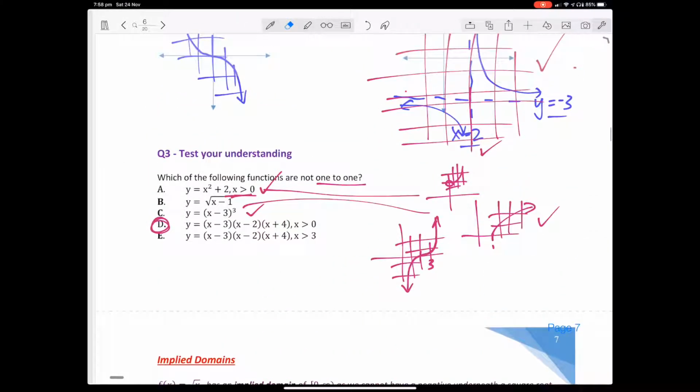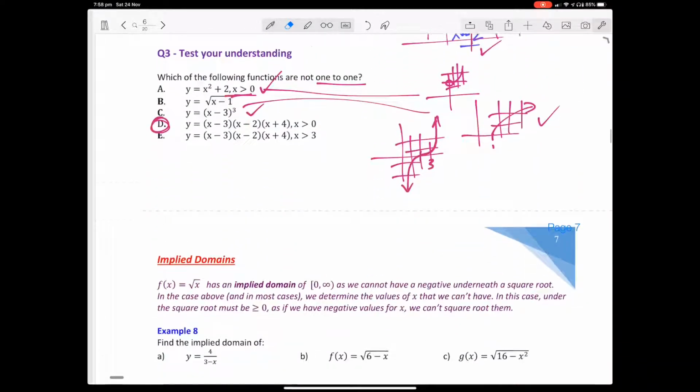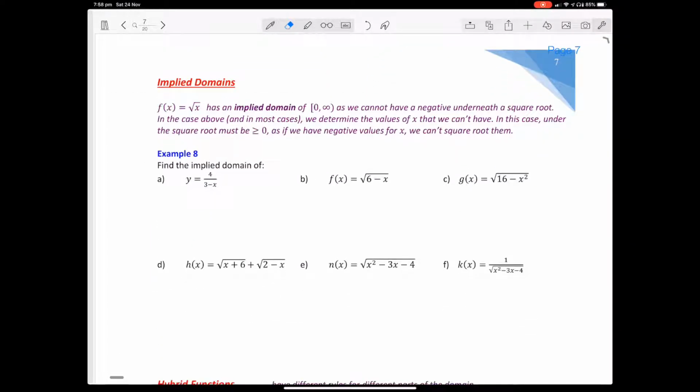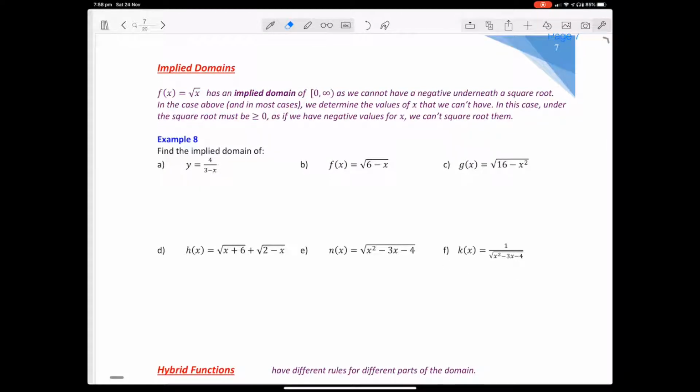We previously looked at functions, one-to-one functions and relations. So what we're going to look at now is implied domains. If you think about the word implied, it means that something occurs or you assume that it's going to happen. With implied domains, it means a domain that's defined already. There's restrictions already on a domain based on the type of function.